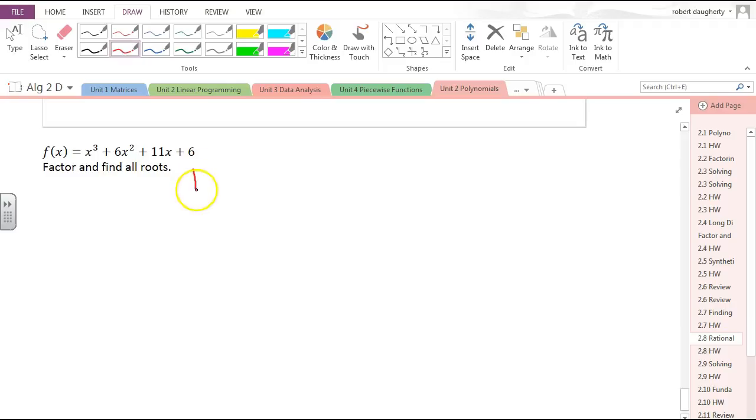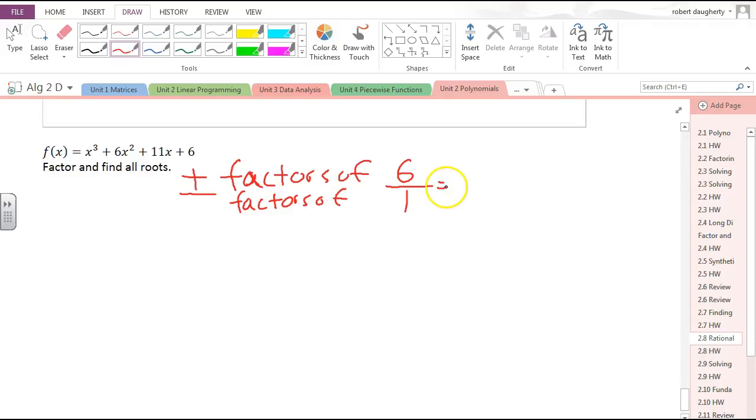So what are all the possible rational roots? Yeah. Factors of 6 divided by factors of 1. I like it when 1 is on the bottom because this is basically just the factors of what? 6. Okay, so it's plus or minus 1, 2, 3, 6.